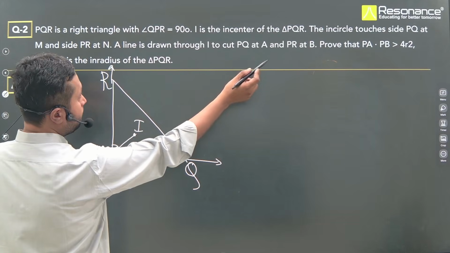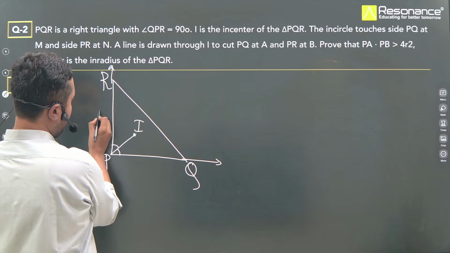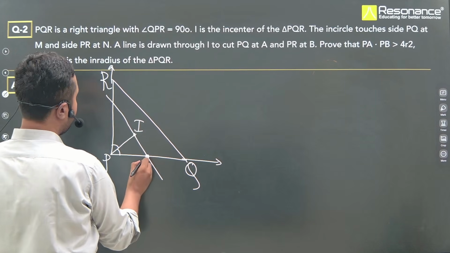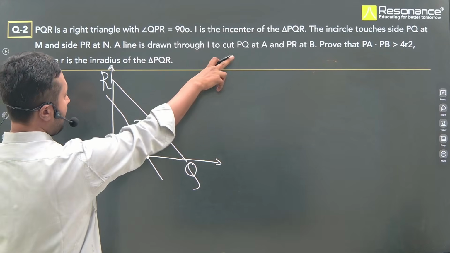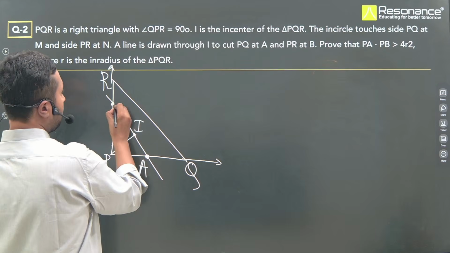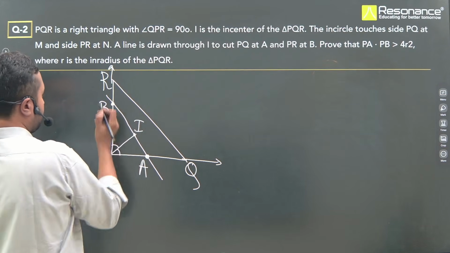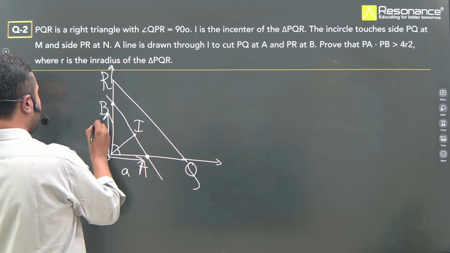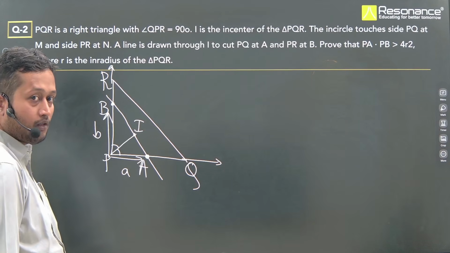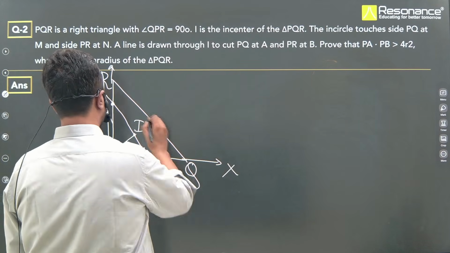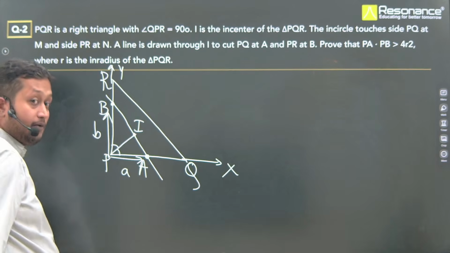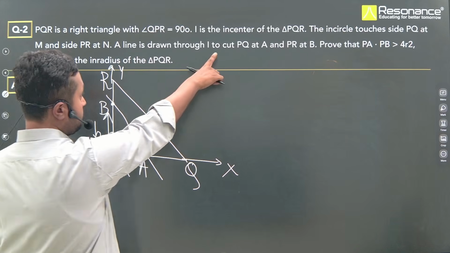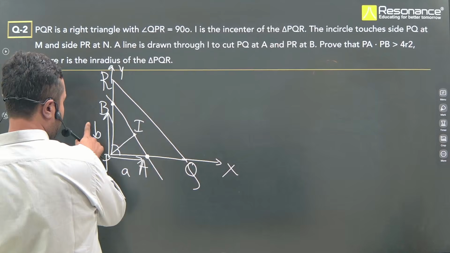Okay, now what's given? There's a line that passes through I. Let's say it's something like this. It hits these two lines, PQ at A and PR at B. So let's just call this distance little a and that little b. By the way, that's my x-axis, that's my y-axis, so the origin is really P. So the x-intercept and y-intercept are those values. PQ and PR are small a and small b.